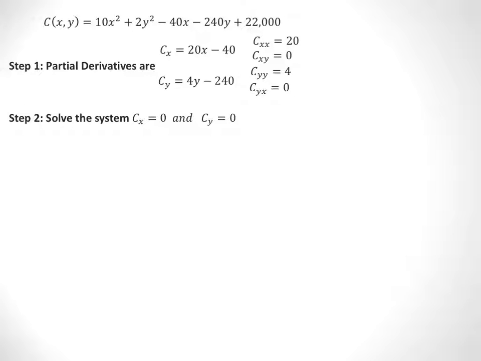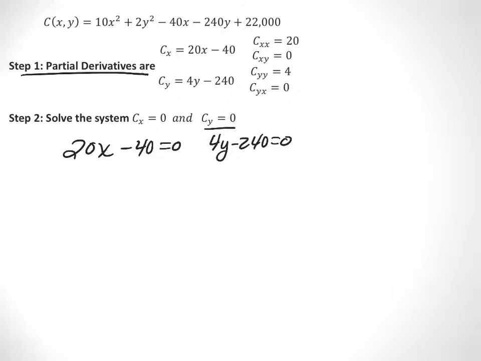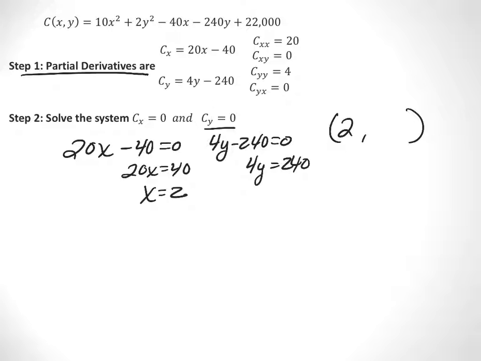The first step, we did that, find the partial derivatives. Now we're going to solve the system where each of these partials is equal to 0. 20x minus 40 is equal to 0, and for the first derivative with respect to y, 4y minus 240 is equal to 0. On the left-hand side, add 40 to both sides. Divide by 20. So x is 2. On the right-hand side, add 240 to both sides. Divide by 4. Y equals 60.